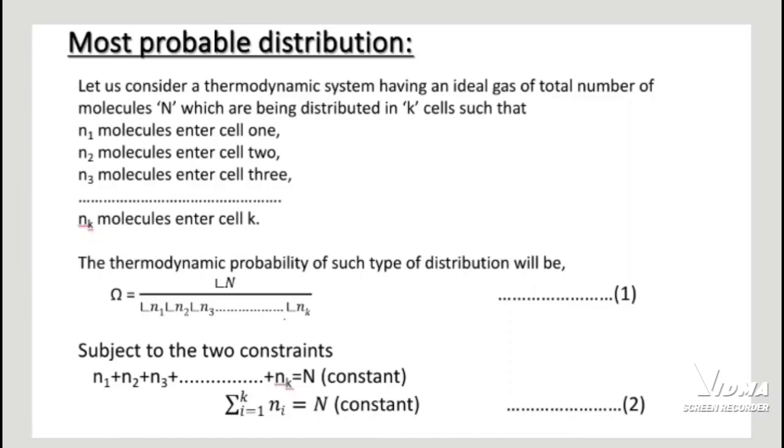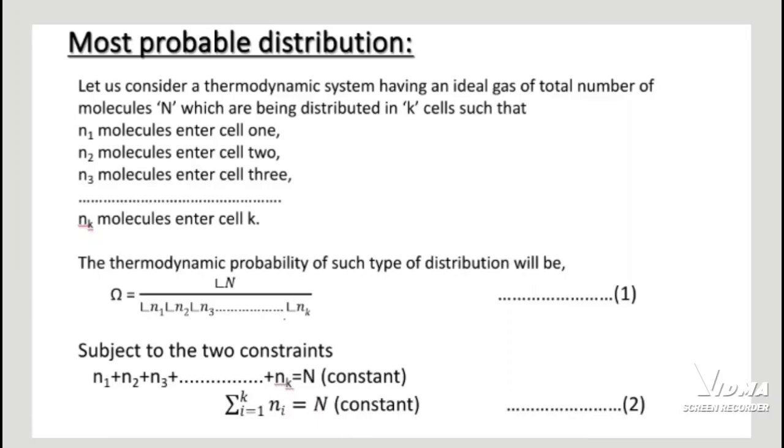N1 epsilon 1 plus N2 epsilon 2 plus N3 epsilon 3, and so on up to Nk epsilon k, is equal to E. That is the second constraint. We can also write it as summation Ni epsilon i is equal to E. That is equation number 3, where E is the energy of the molecules.